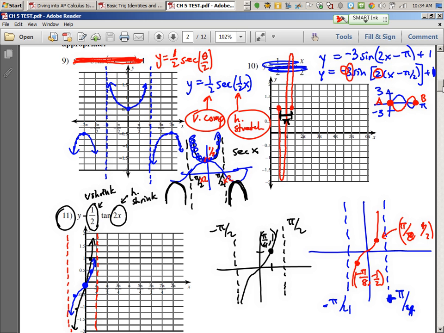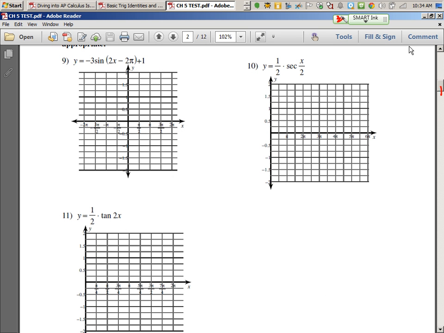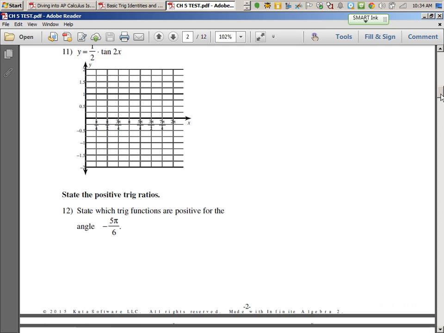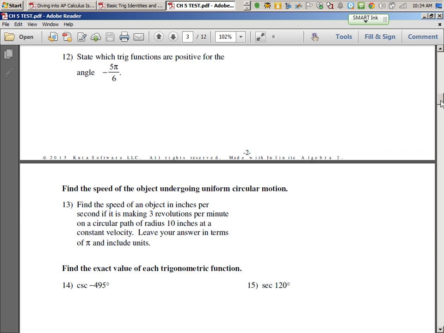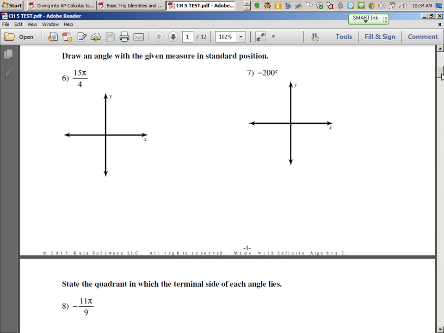Let's go to number 12. Number 12 says, state which trig functions are positive for the angle negative 5 pi over 6. And I felt a little bad for you guys if you missed number 7. I think it was like some of this early stuff, right? Like if you go back to number 7, number 8, if you didn't know what that negative meant, you missed a lot of points on this test. You know what I mean? You kind of got triple jeopardized.